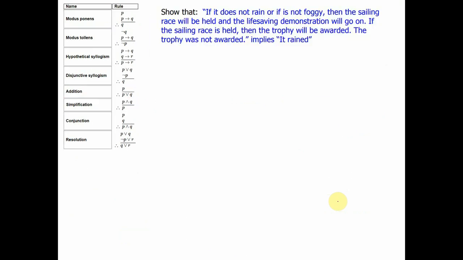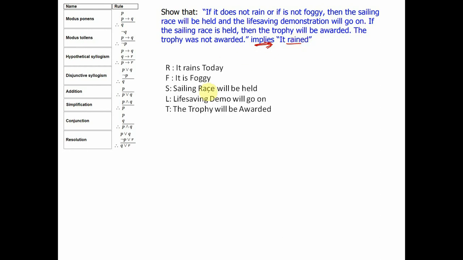Let's see another example. If it does not rain or it is not foggy, then the sailing race will be held and the life-saving demonstration will go on. If the sailing race is held, then the trophy will be awarded. The trophy was not awarded implies, and this is the conclusion, it rained. Once again, the process will remain the same. We begin by identifying the propositions.